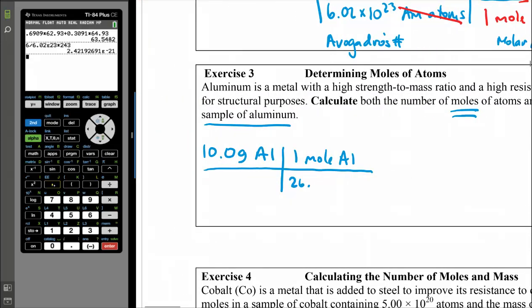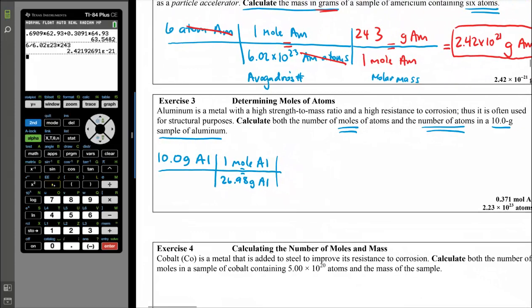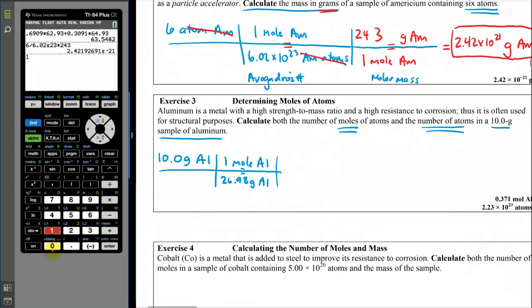26.98 grams of aluminum in every 1 mole. That's an equality statement. Now, if I stop there, I'm going to have moles, and they do want, in this question, me to have moles. So let's go ahead and get an answer there. So 10 times 1 divided by 26.98 gives me 0.371 moles of aluminum. So there's my first answer right there.